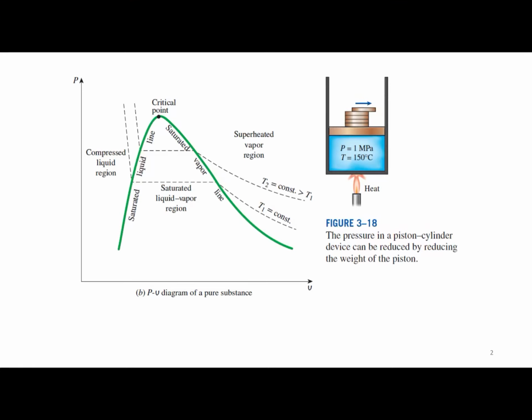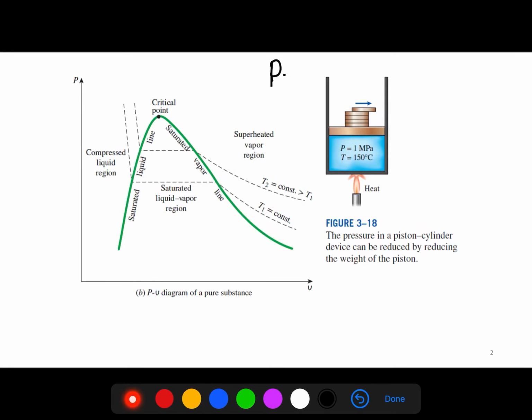In this video, we'll discuss a PV diagram. So let's say this is the PV diagram. So far we have discussed the PT diagram and the TV diagram. So now we are going to discuss the PV diagram. Here you can see the figure on the left hand side. This is the PV diagram for a pure substance.